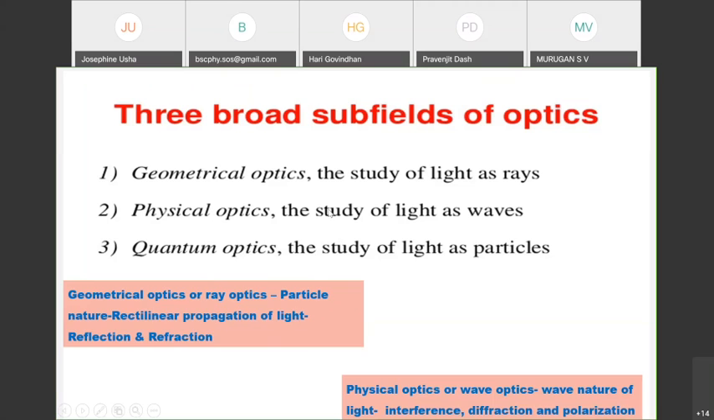Similarly, the next subdivision is physical optics or wave optics. It is the study of light as waves. It is based on the laws of interference, diffraction, and polarization. These things we are going to study in wave optics. One more classification is quantum optics, which is a combination of these two. It describes the dual nature of light, both particle and wave nature. Are you able to follow? Students, are you able to follow? Am I going too fast? Yes, ma'am. So these are the main subdivisions under this topic, optics.